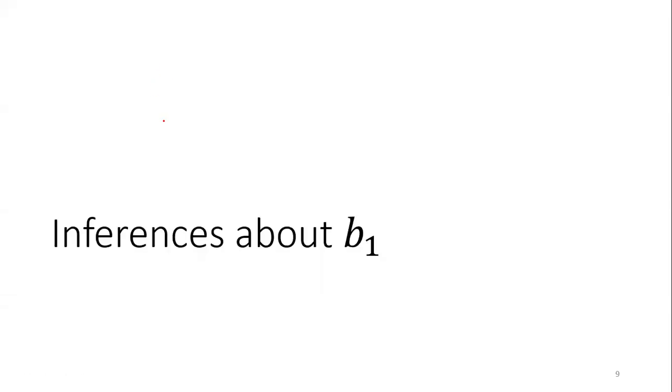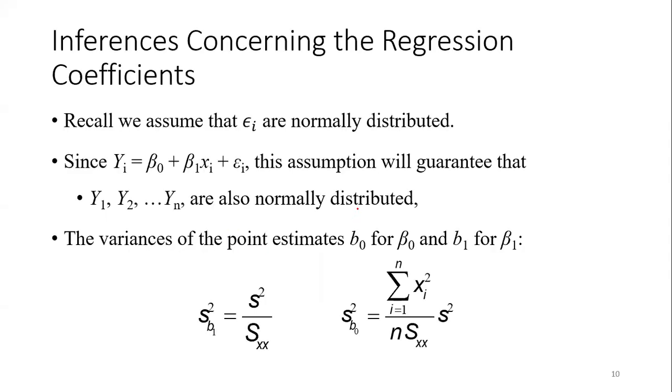So in this video, we will talk about inferences about B1. Just for information, recall we assume epsilon i are normally distributed. Hence, yi's, which are equal to beta 0 plus beta 1 xi plus epsilon i, are normally distributed as well. And remember, we said that we don't know sigma B1 or sigma square B1.